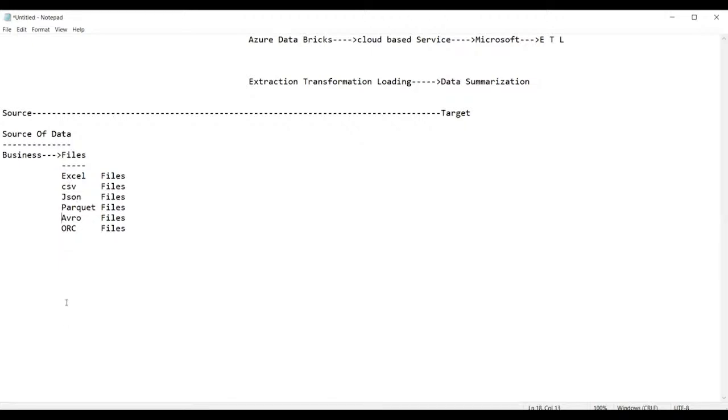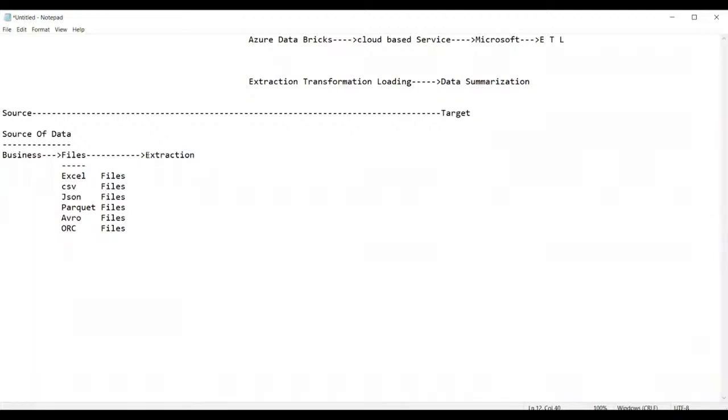Anyways, you don't worry about the files. Once we get into the subject, I will explain each and every file. You don't worry now. Okay. So this is the data we get, from where? From these files, we get the data. So ultimately, what we do? We pull in the data using the process called what? Extraction.